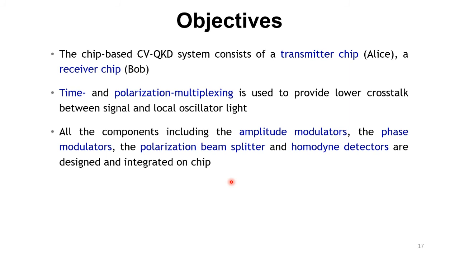In this work, we implement an on-chip continuous variable QKD system based on silicon fabrication technology. Time and polarization multiplexing enable the signal pulse and local oscillator pulse to share a single fiber channel and provide lower crosstalk between signal and local oscillator. Key components in this work are integrated on the chip.